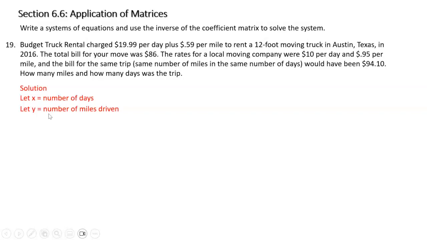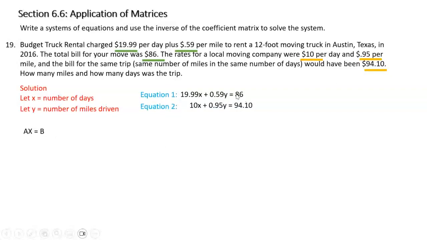How many miles and how many days was the trip? Okay, so let X be the number of days and Y be the number of miles. So equation 1 is 19.99X plus 0.59Y equals 86. Equation 2 will be 10X plus 0.95Y equals 94.10. You can solve this by the addition method, or here's another way to do it.